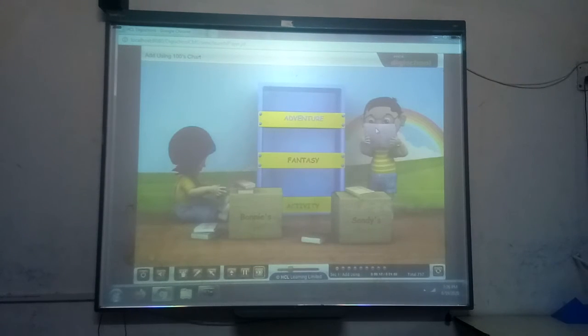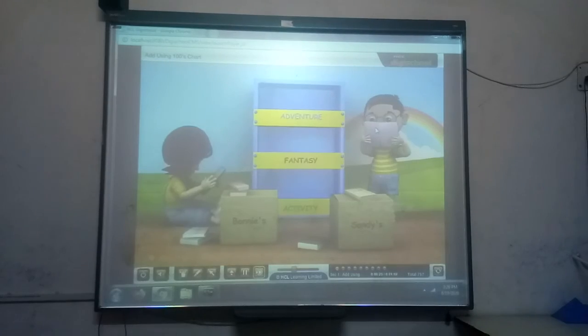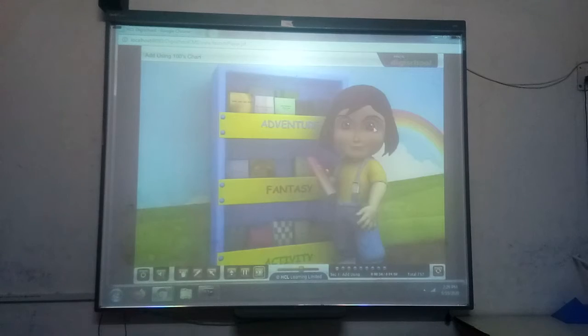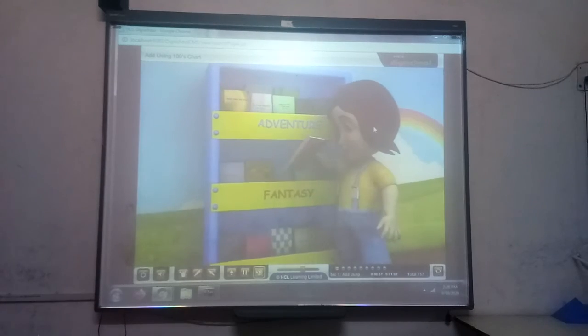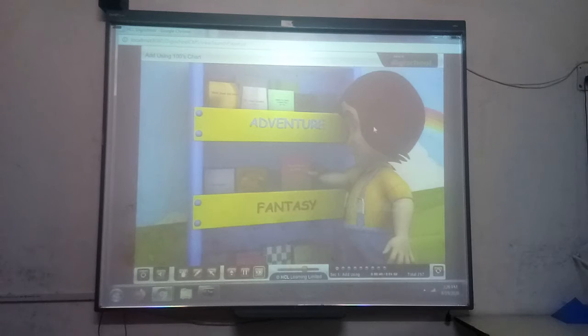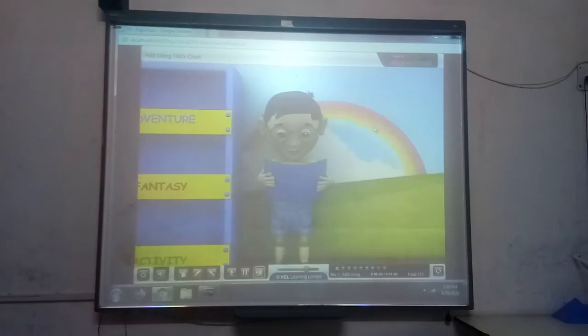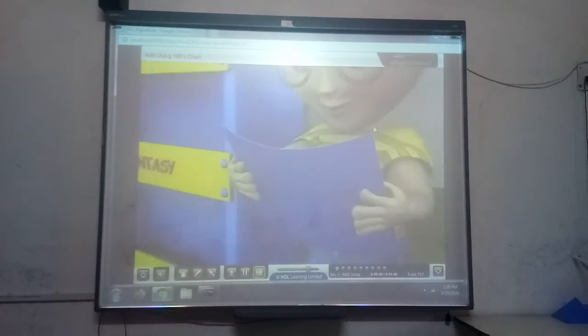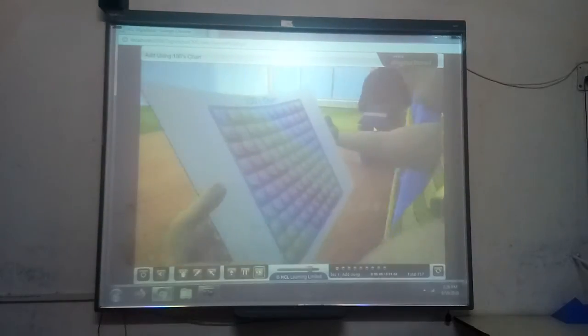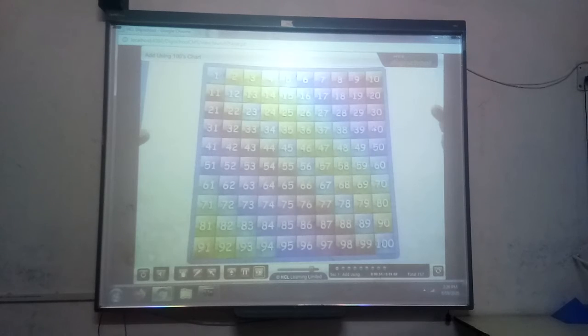Bonnie and Sandy love to read books. Each of them has a huge collection. They have decided to combine their collections and start a library. Bonnie wants to know how many books there are altogether in each section. What's this? A hundreds chart. Sandy says he can use this chart to add. Let's see how he does it.